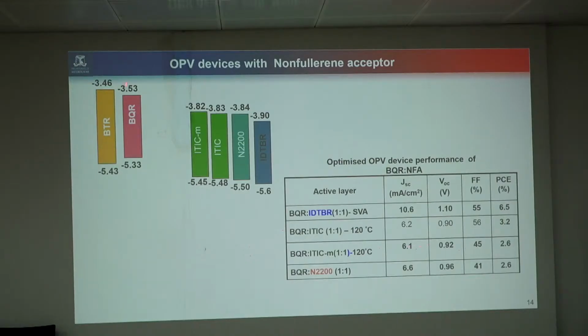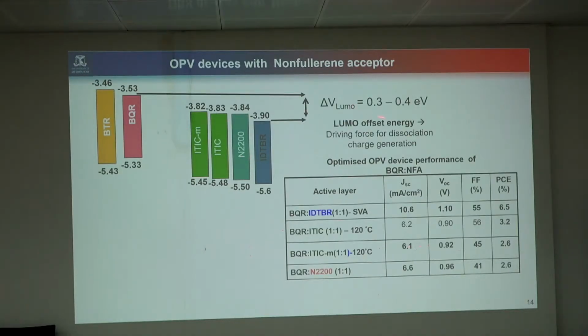Here I can see the offset for this donor with these acceptor materials is only 0.3 to 0.4. When you compare the device performance of those devices, ITIC and ITS, we are getting only 3.2% and 2.6%. The fill factor is low. When you have IDTBR, which has a somewhat higher offset, a longer gap and more offset energy, we can see the performance improve. But still, given the potential of these two materials, we are expecting performance of more than 10%.